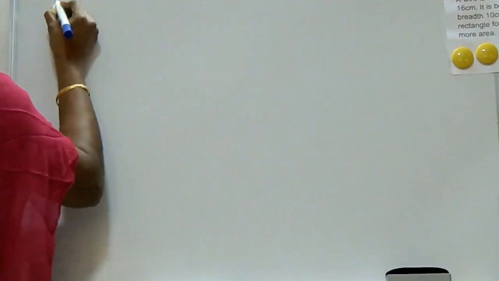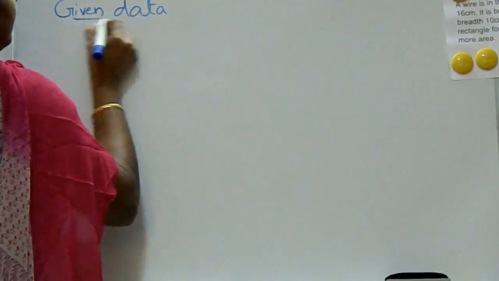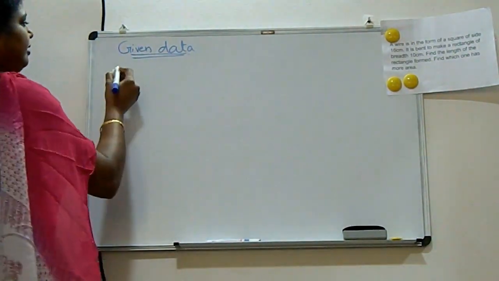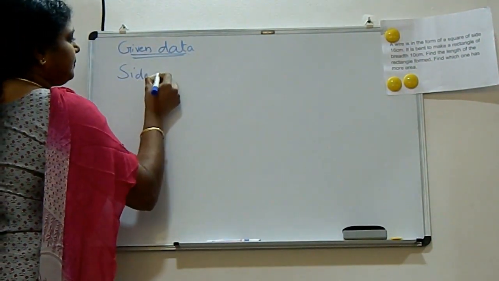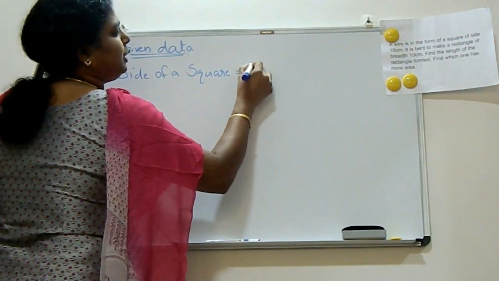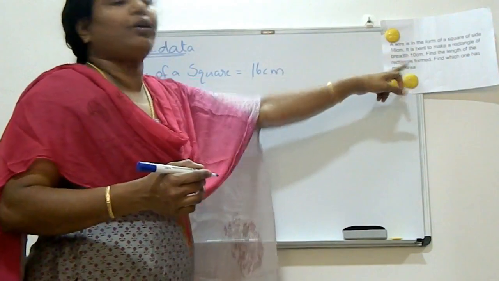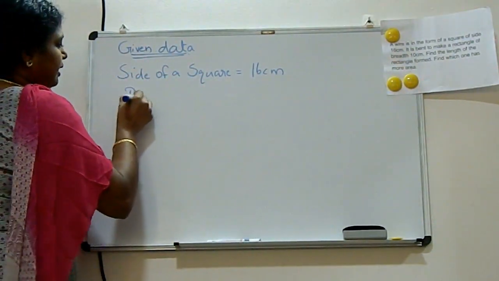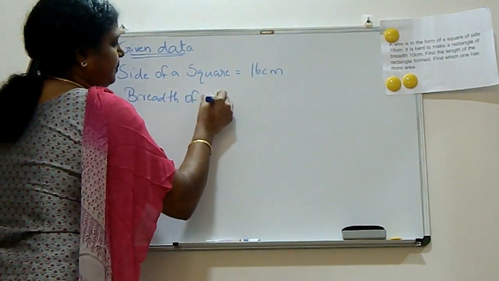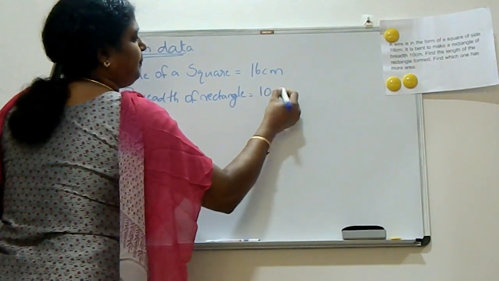Okay, in this one, first we have to write the given data. Given data: side of a square is equal to 16 cm. Length we have to find out. Breadth of the rectangle is also given. Breadth of rectangle is equal to 10 cm.